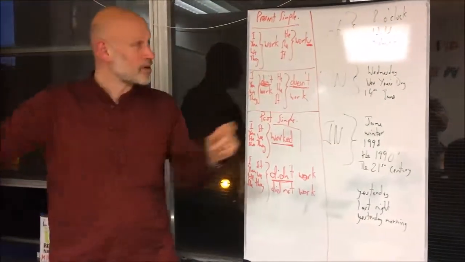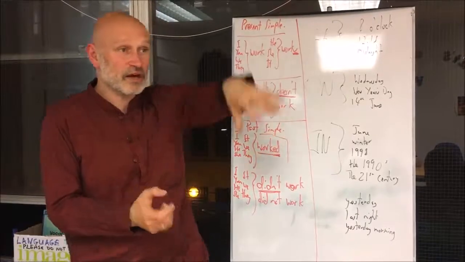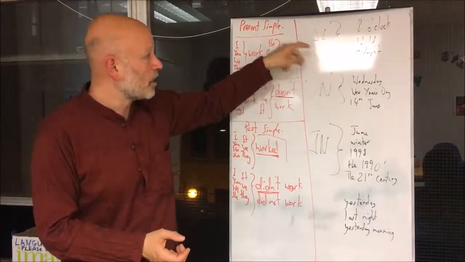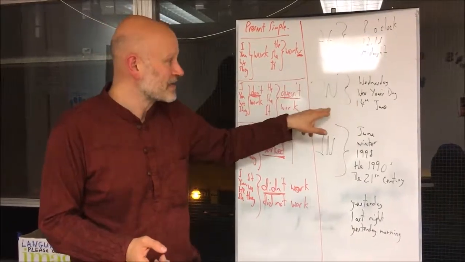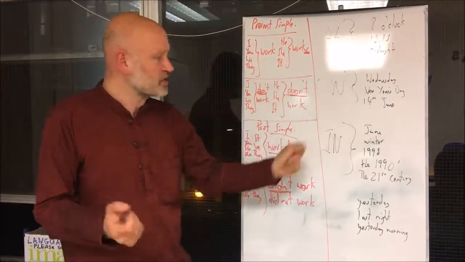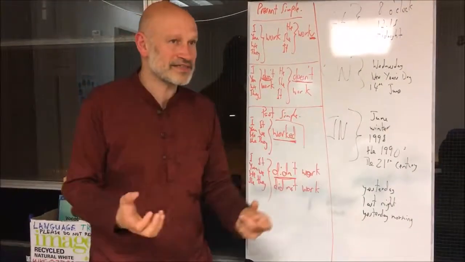But sometimes when we talk in the past, we need to use these little prepositions. At 8 o'clock, the lesson started at 8 o'clock. There is a lesson on Wednesday. I was born on the 14th of June. I was born in June. I was born in 1968.